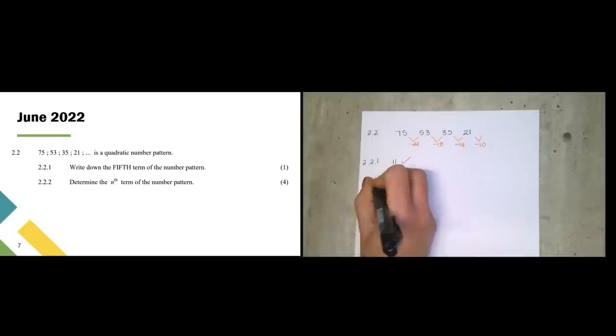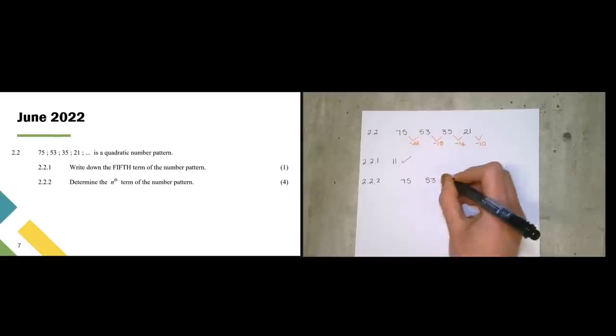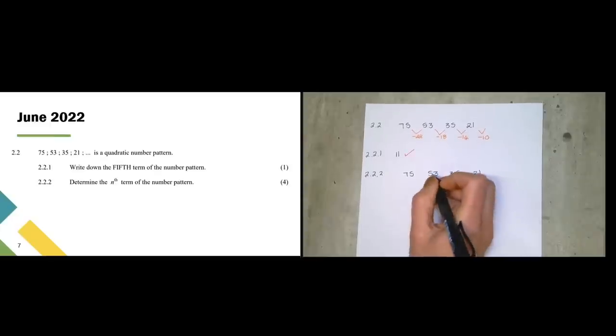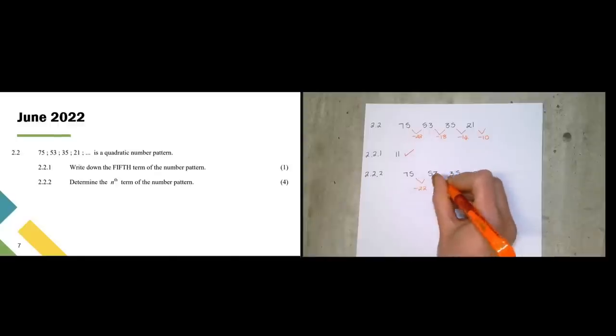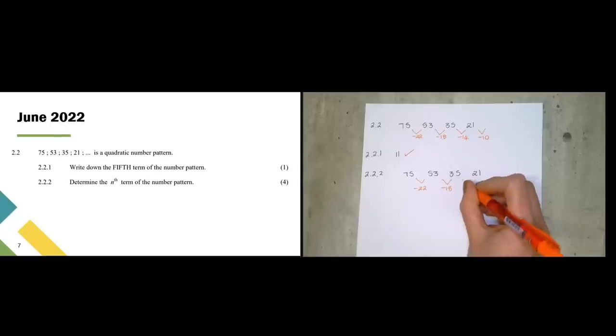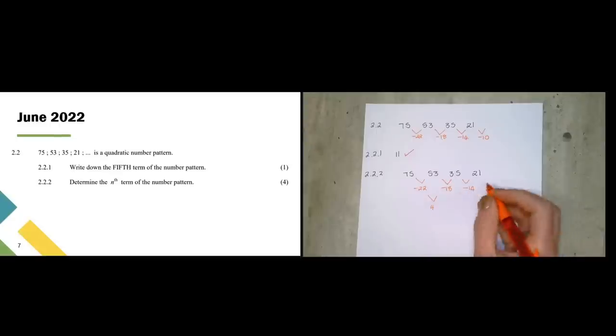2.2.2. Determine the nth term of this number pattern. If you are struggling with this, please remember to go and watch the video on quadratic number patterns. We're going to go over this again quickly. To get my first differences, 53 minus 75 is negative 22, 35 minus 53 is negative 18, and 21 minus 35 is negative 14. Those are my first differences. We know for a quadratic number pattern those aren't constant, so I've got to do it again. Negative 18 minus negative 22 is 4. Negative 14 minus negative 18 is also 4. My second difference is constant.